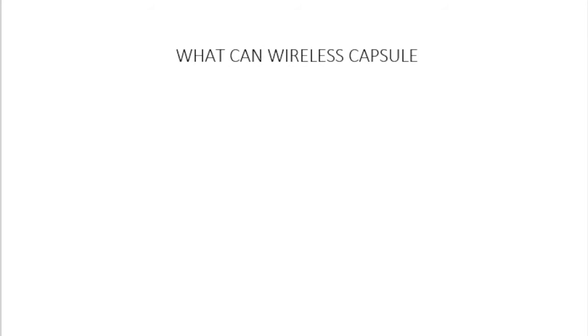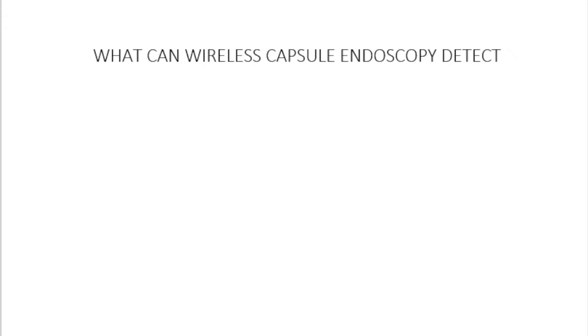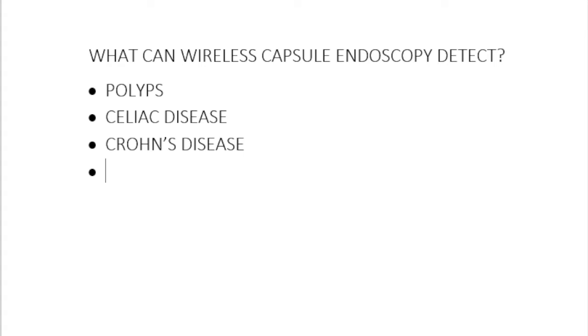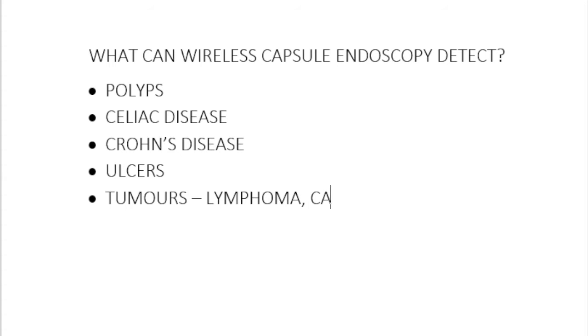Now we'll see what diseases can be diagnosed through capsule endoscopy. Polyps, which are an abnormal tissue growth in the colon; celiac disease, a disorder that damages the small intestine; Crohn's disease, a type of inflammatory bowel disease; ulcers; and tumors such as lymphoma, which is a type of blood cancer developing from white blood cells; carcinoid tumor; and small intestinal cancer.